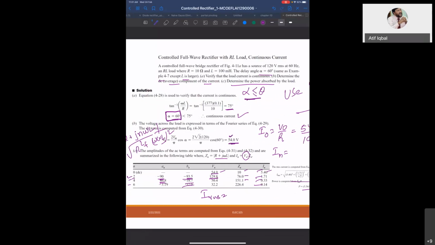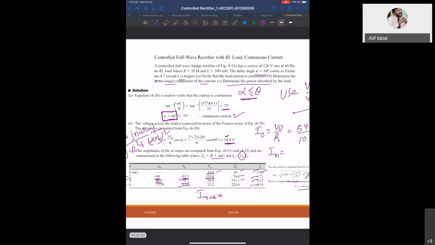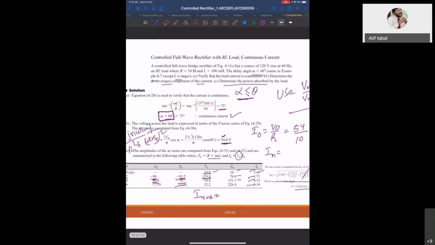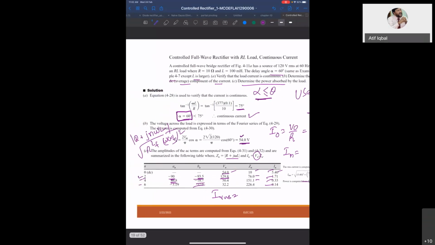Now for obtaining the RMS current, in order to get the losses, we have to find the harmonic components of the current, that means the second harmonic, fourth harmonic, and so on. To get these, we need to know the harmonic voltage. As you know, In is given as Vn over Zn. Here we will find the second harmonic, V2 by Z2, then the fourth harmonic as V4 by Z4, then the sixth harmonic as V6 by Z6. Even if you just consider the second harmonic, that will be fair enough.